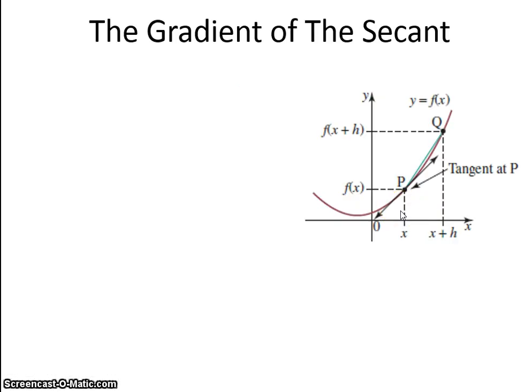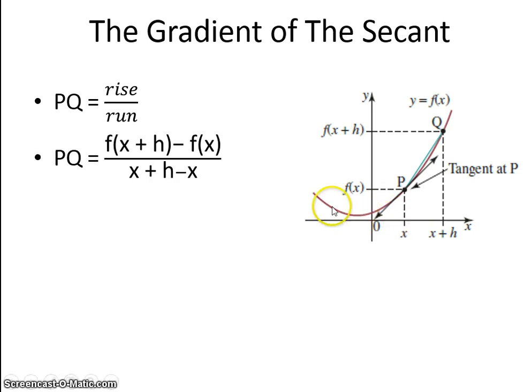Now let's consider the gradient of the secant. And we know that the gradient of any straight line is equal to the rise over the run. So first of all, let's have a look at the rise and the run here. We have the run here, which we know is equal to h. And we have the rise here, which is found by finding y2 minus y1. And of course the run is found using x2 minus x1.